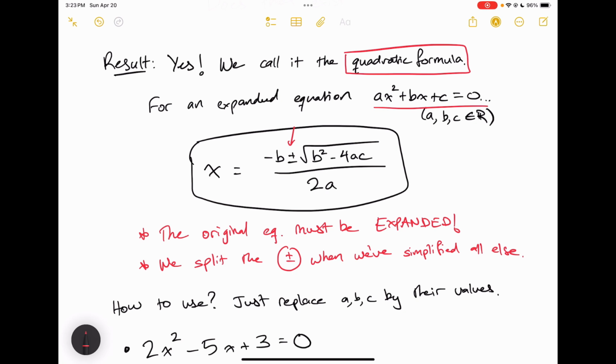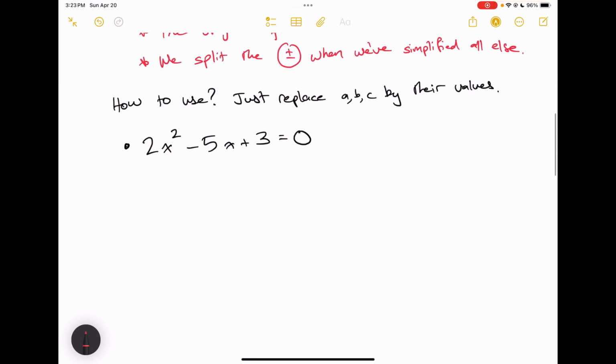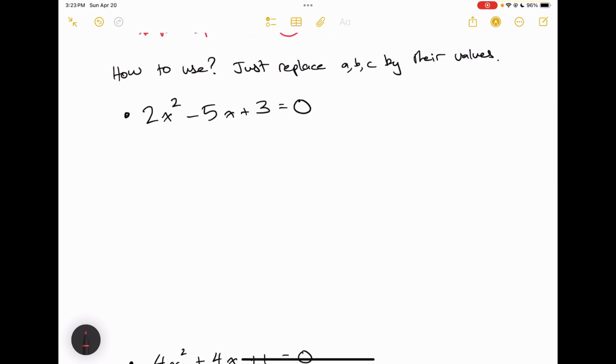Keep in mind that the original equation that you derive from must be in expanded form, so this form up here. Similarly, because this will give us two solutions, there will be a split at the plus or minus, and we're going to see that in just a moment. All this is a matter of just replacing a, b, and c by their values.